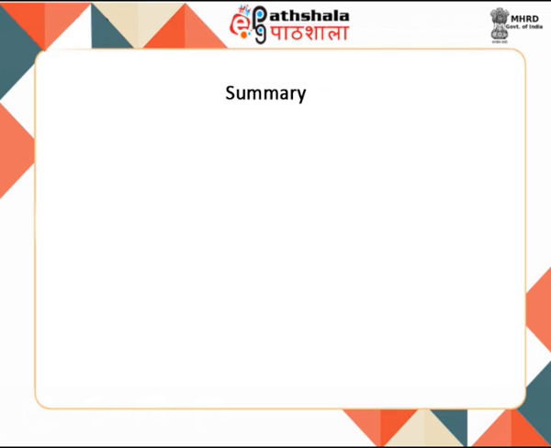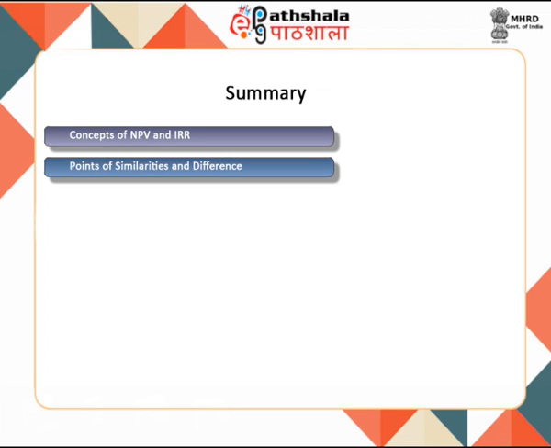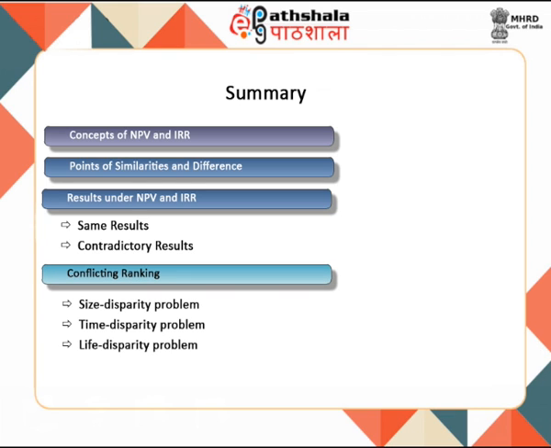Let us now summarize what we have learned in this module. In this module, we have learned about the concepts of NPV and IRR and their points of similarities and difference. Moreover, we also understood the situations where two methods result in the same and contradictory results. We also discussed the three problems where two methods give conflicting ranking to mutually exclusive projects. Let us recapitulate what we have learned in this module.